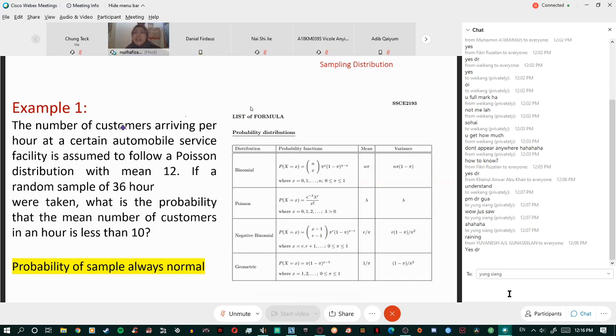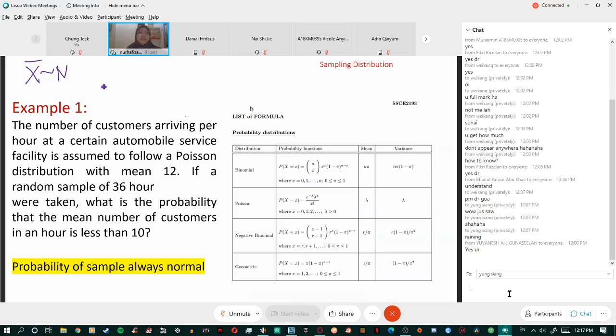Please remember that for a sample, it should be X bar. If you write X, it's wrong. It should be X bar. If you write X, that one is for the population.